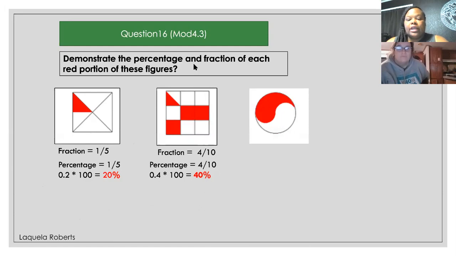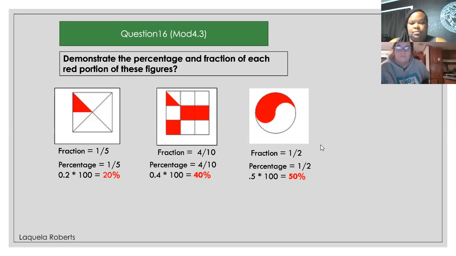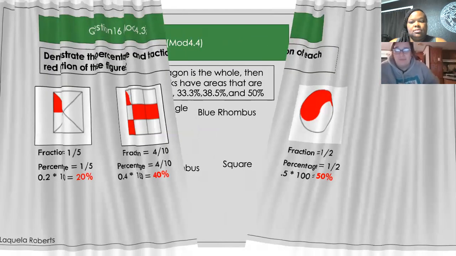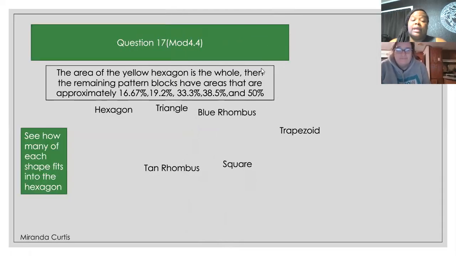So our circle here, we have one area shaded and the other one's not. So that's going to be considered 1/2. So it'll be 0.5 times 100, and that's going to give us 50%. Good job. Them fractions can be hard. Yeah, they really can.